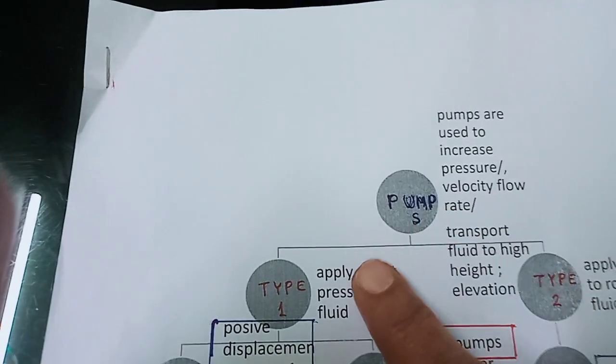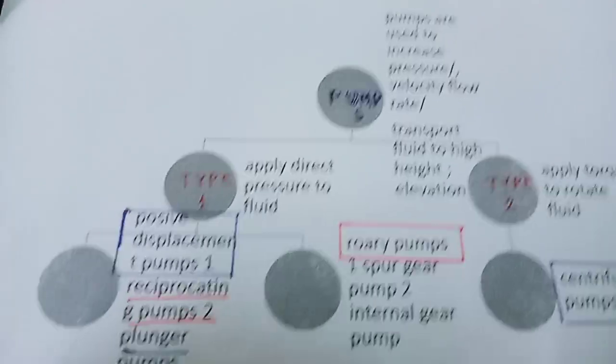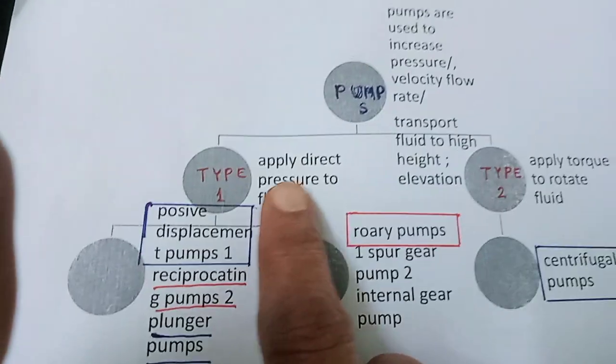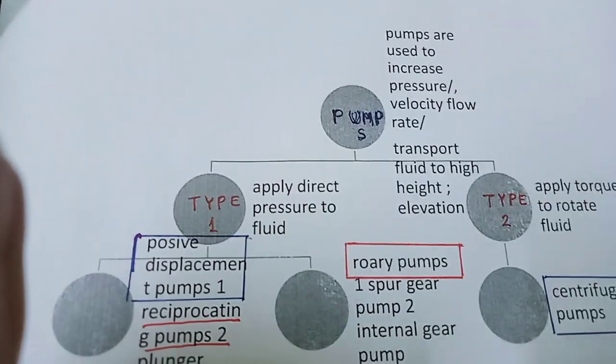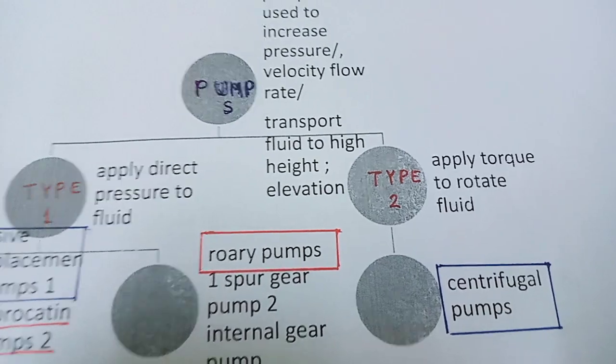Now coming to the types of the pumps, there are two types of pumps. First is which apply direct pressure to the fluid. Second type is apply torque to rotate the fluid.